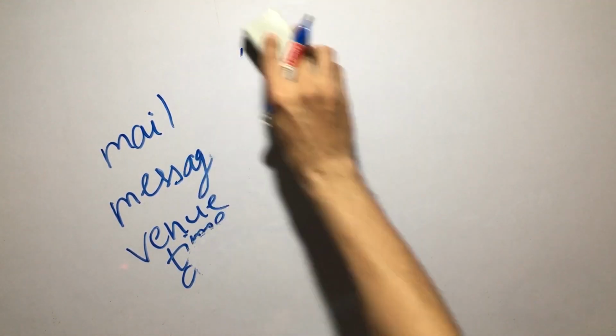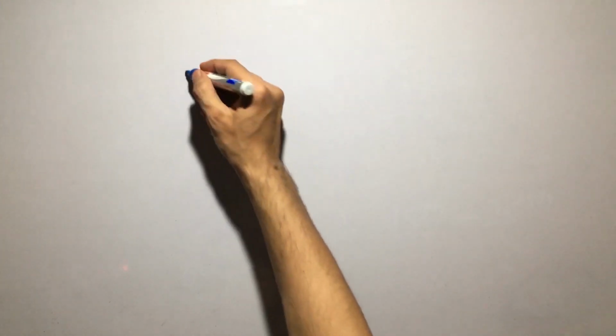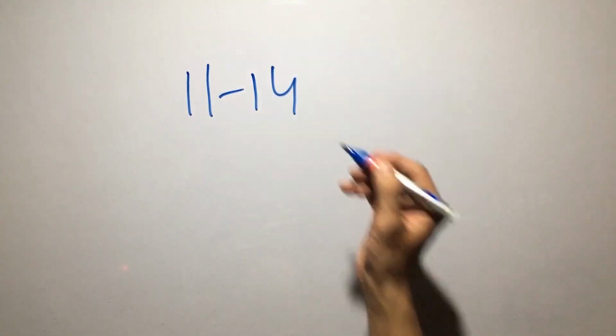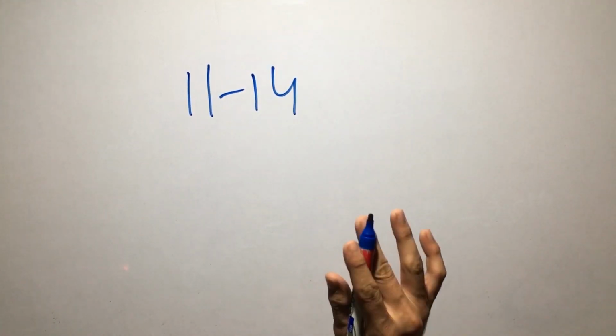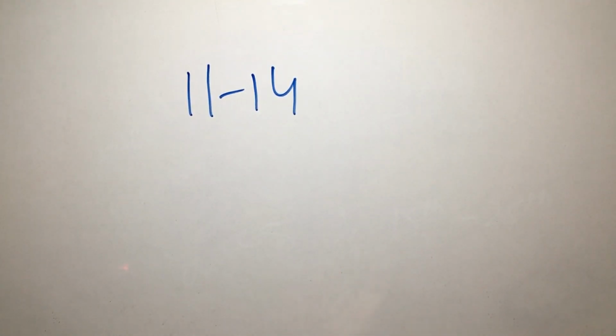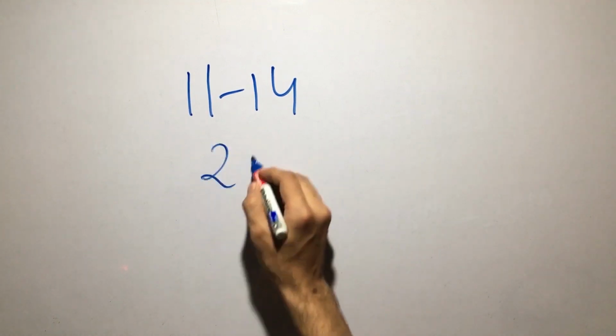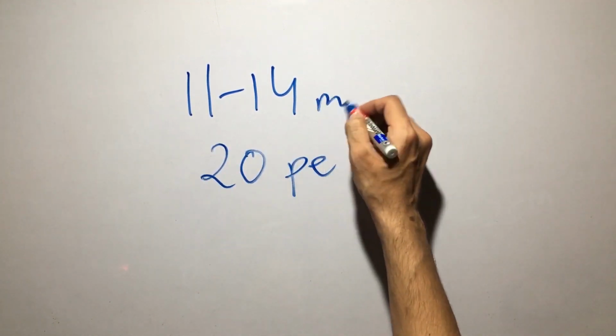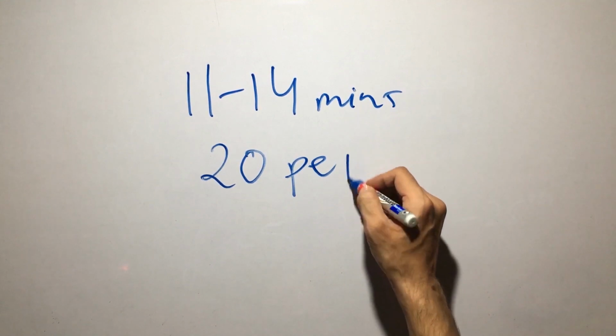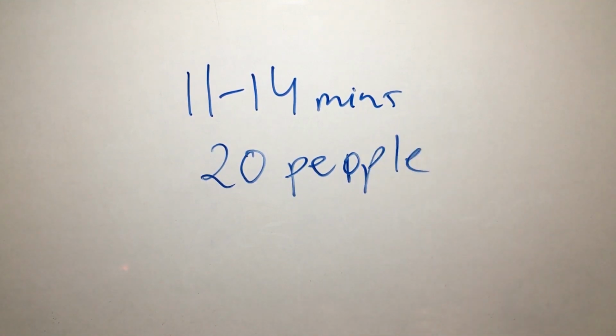Now let me tell you how long it takes for the exam to be over. They say that it takes 11 to 14 minutes for the speaking exam overall, but I would say it takes an hour. You know why? Because there are 20 people waiting in a queue when you go to the IELTS exam. So you have to wait at least half an hour until your chance comes for speaking.